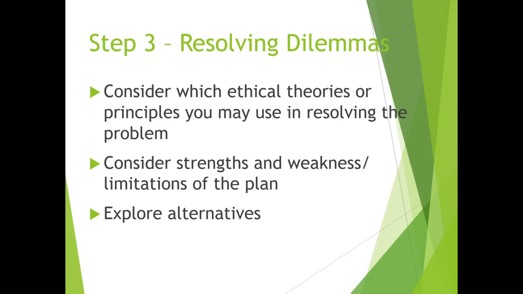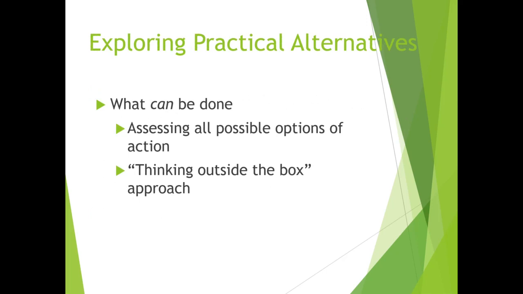Are there potential ramifications for the patient? You're going to consider the strengths and weaknesses of the plan. You're going to also start to explore the alternatives. Okay, so as you're exploring practical alternatives, you are asking yourself, what can actually be done? We came up with a solution, but can that actually be done? You're going to assess all the different possible options of action, and oftentimes you may need to take a thinking outside the box approach. I always love to read students' answers here and see how awesome you guys are at thinking outside the box when I get to your discussion board.